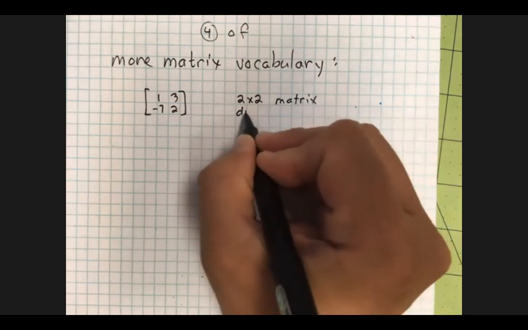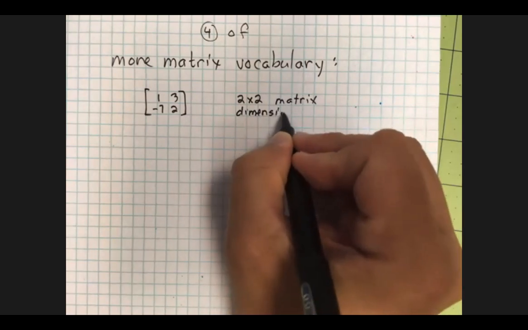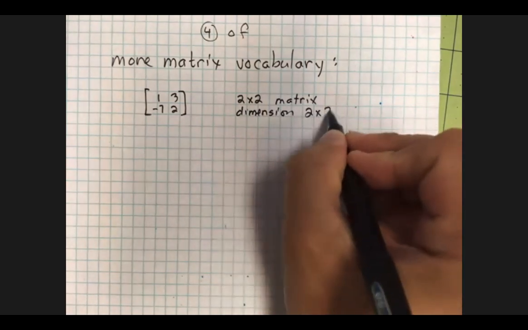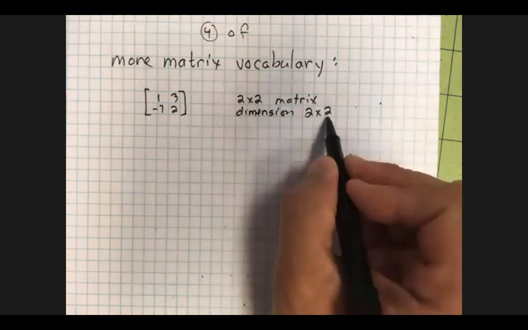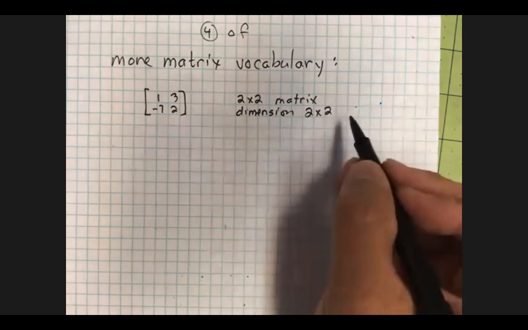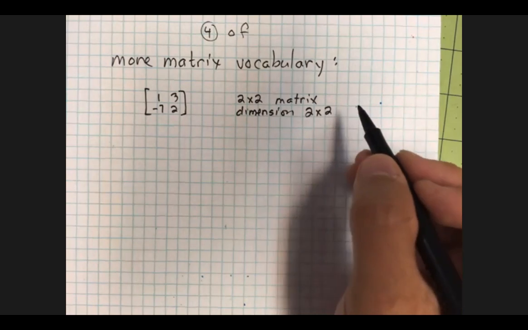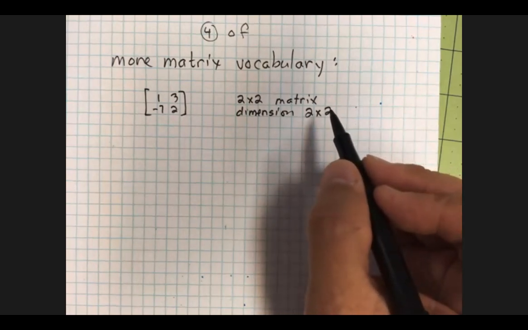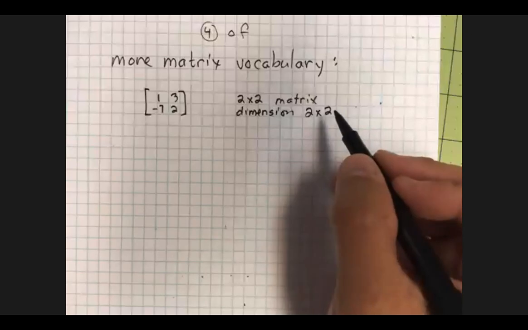Or dimension 2x2. Not dimension 4. This is 2x2, like the wood that frames your house is a 2x4. And that means it's 2 inches by 4 inches. It's literally a matrix of wood. Well, but I might be stretching the word there, shouldn't I? Possibly.